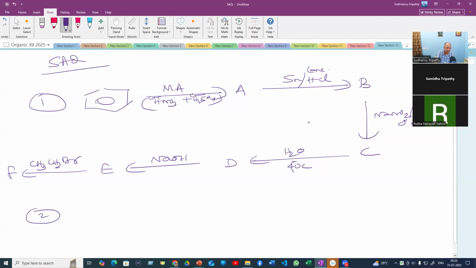What is A? Nitrobenzene. Precisely. This is nitration. We had studied in our arenes, chemistry of arenes. Then this we have not, but you can make a wild guess. What would be B? Chlorobenzene? Sn, HCl is a specific reducing agent to convert NO2 to NH2. So it will be aniline.